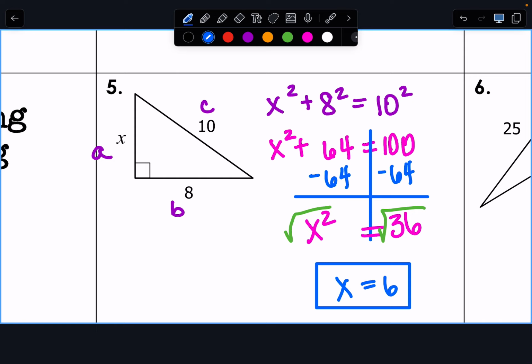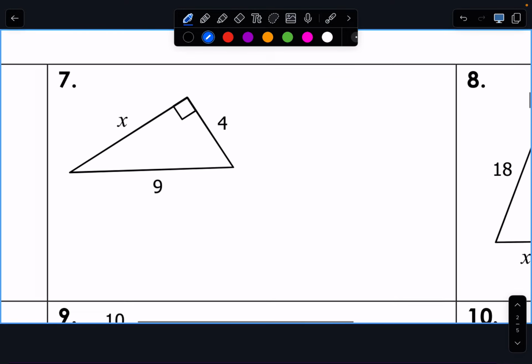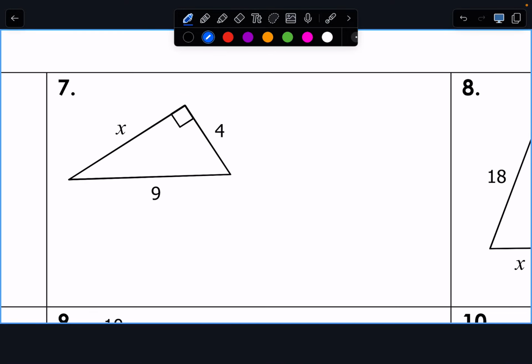Okay. We're going to do one more problem together. Because while all of these have worked out to be beautiful, perfect squared numbers, that's not going to happen all the time. That would be cool, but it's not going to, like I'm telling you right now. So we're going to go to number 7 on the top of the next page.